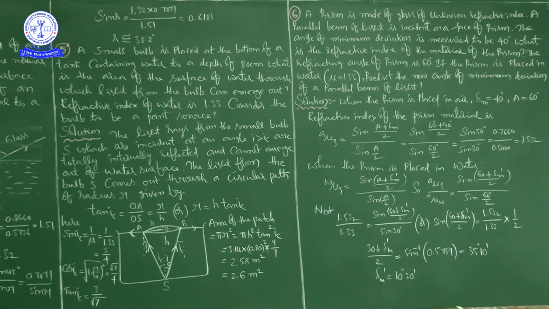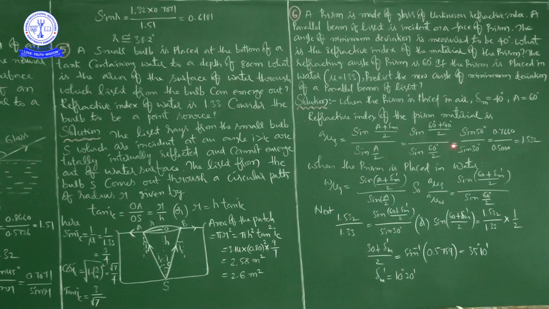It is like what the given thing, that is what angle of prism. Next, if the prism is placed in water of refractive index 1.33, then predict the new angle of minimum deviation of a parallel beam of light. Okay, so that we have to find. Two things we have to find, right? So first you write the given things.